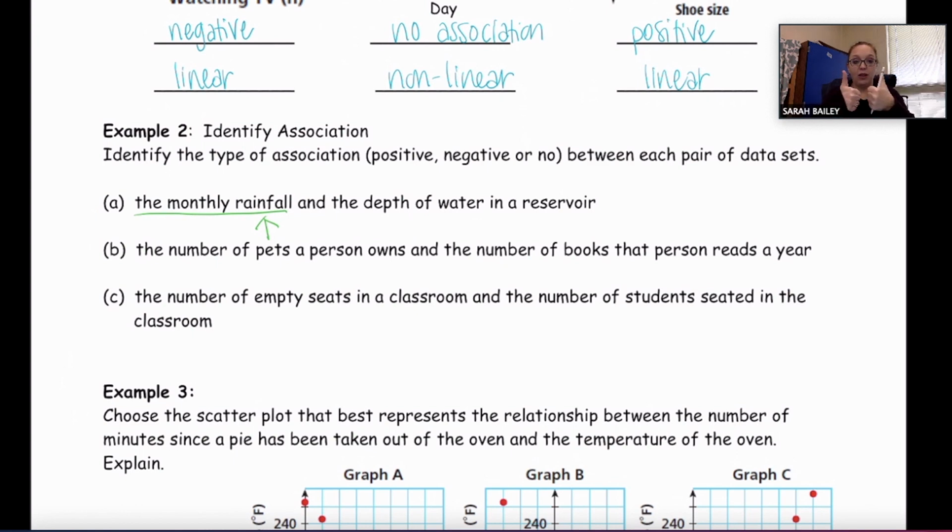And I always like to use my thumbs. As one thing increases, so does the other, right? So the depth of the water would also increase. And we know from the first page, it says positive association is as one variable increases, so does the other. So this would represent a positive association. So let's write that down.